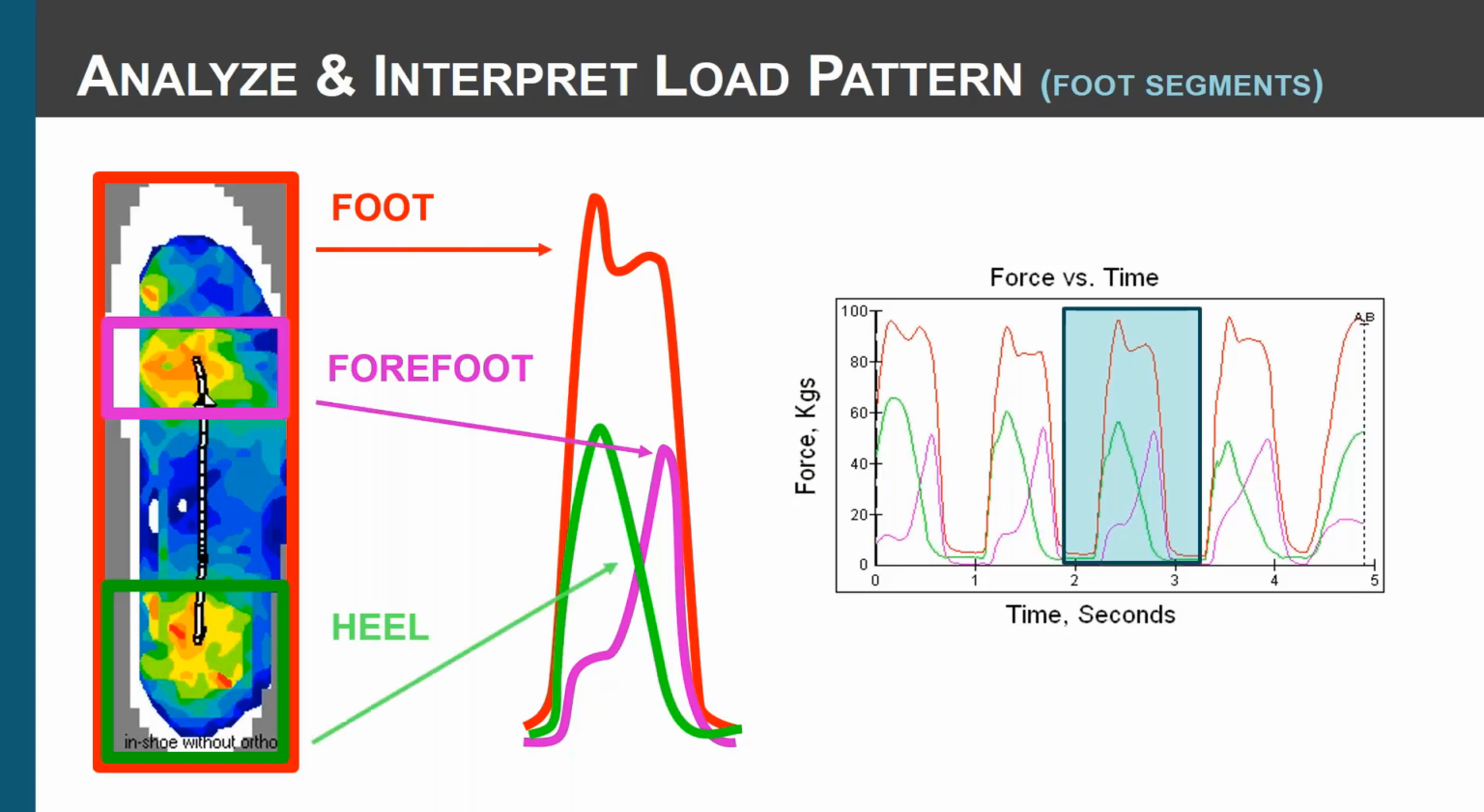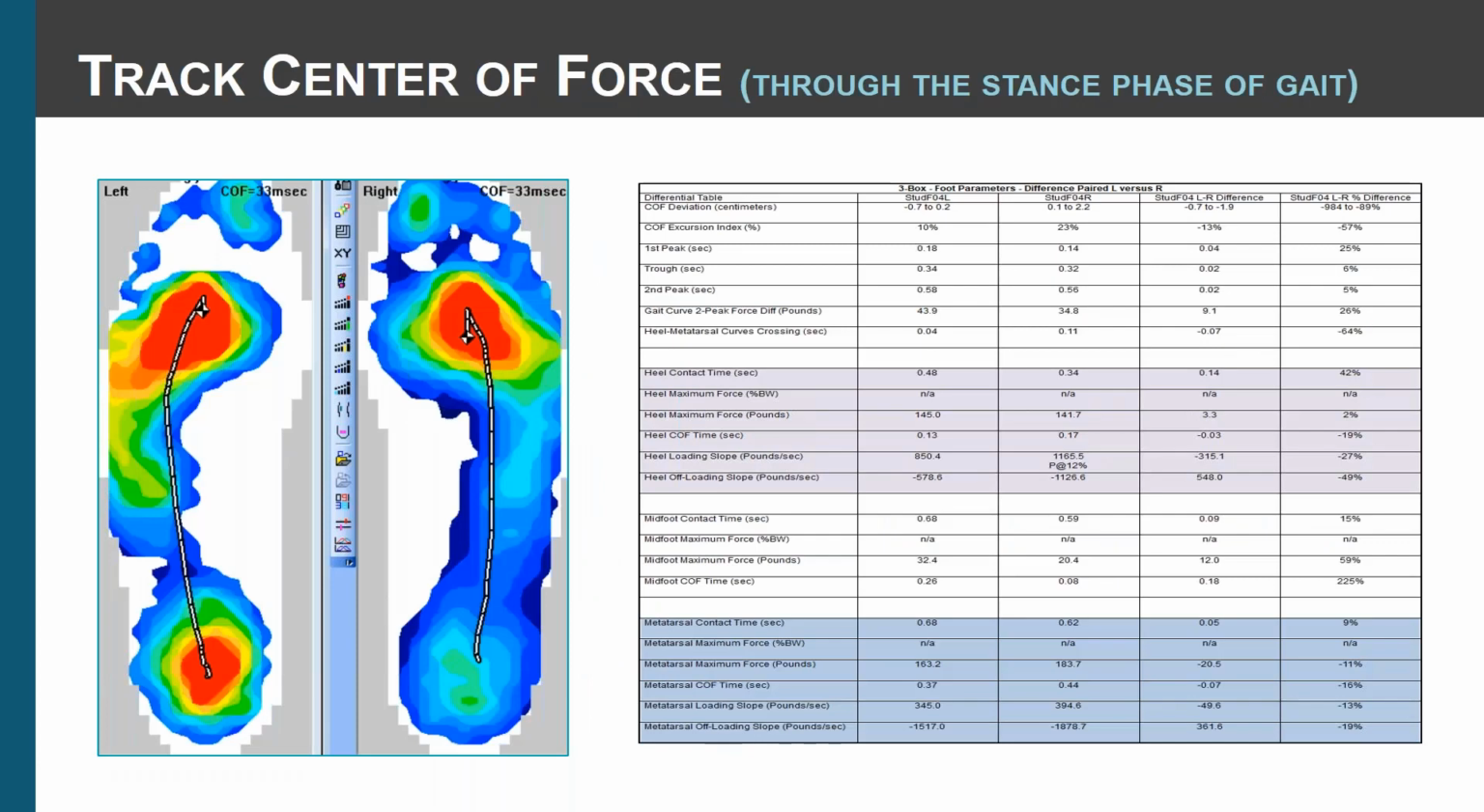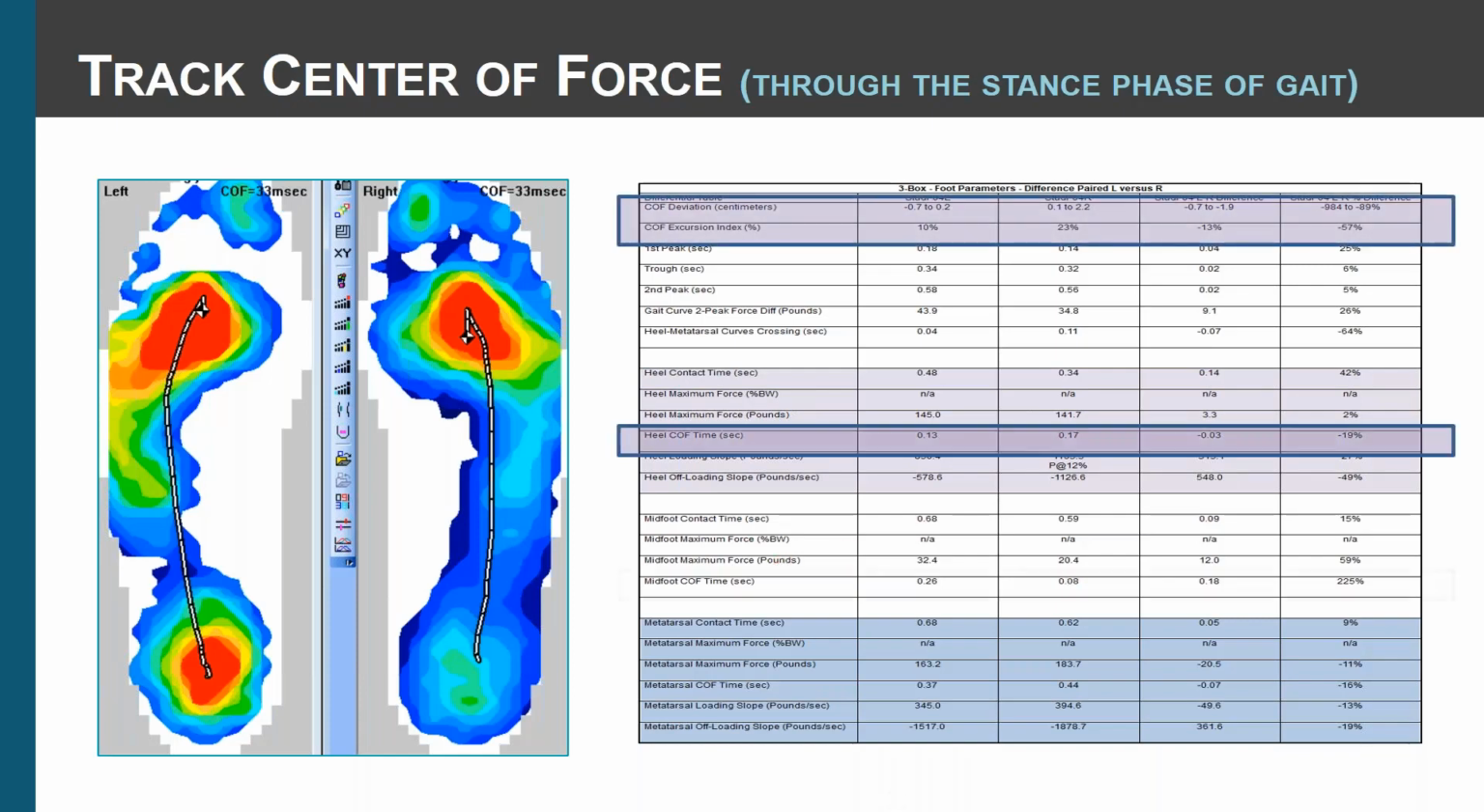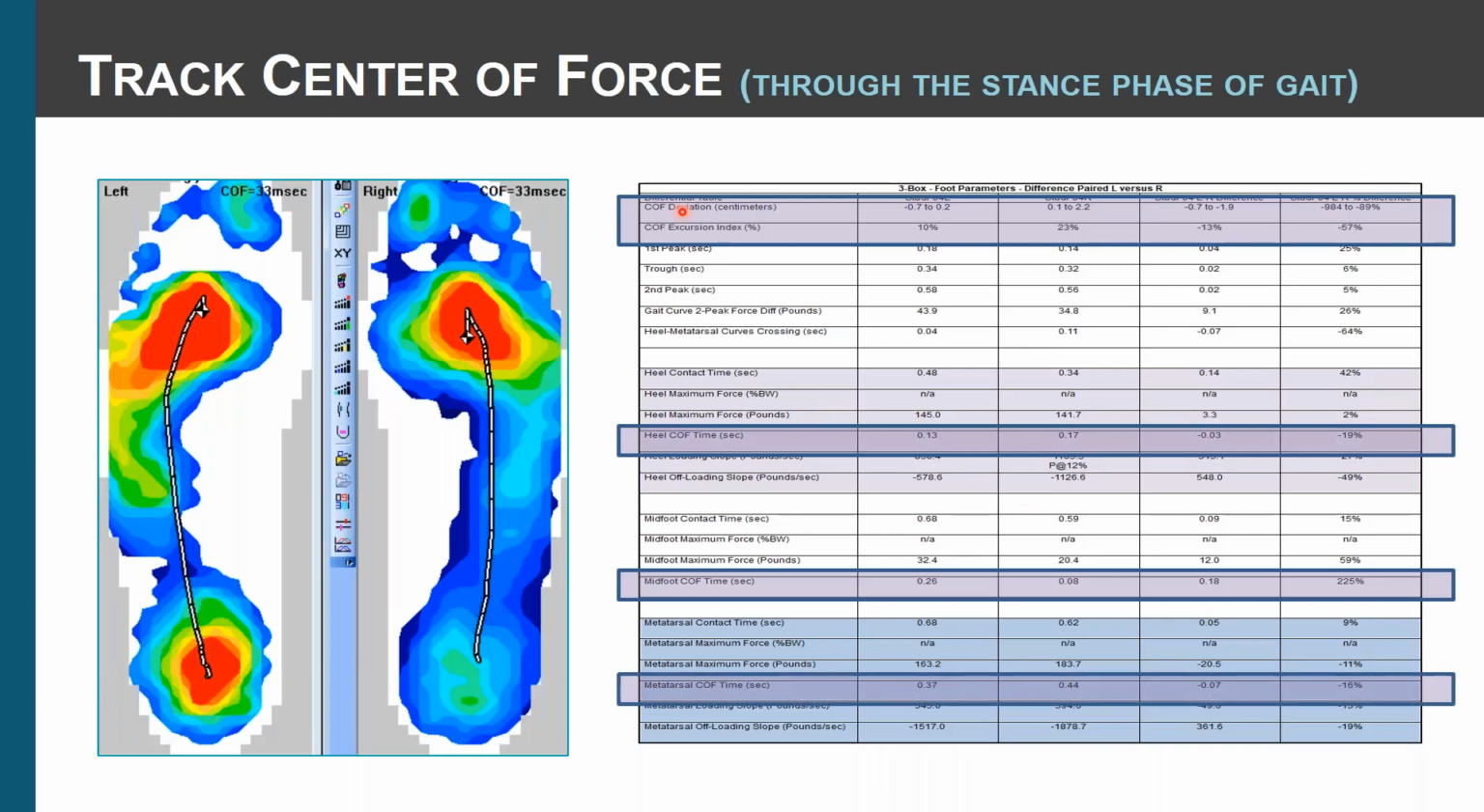So force and pressure are not the only things that you can evaluate with these systems. We can also track the center of force through the three pivots of the stance phase. In this case, we've got information from the F-scan where you can look at the center of force deviation, the center of force excursion of the total foot, and then break it down to the different stance phases as well if you want to really focus in on where the differences are occurring.